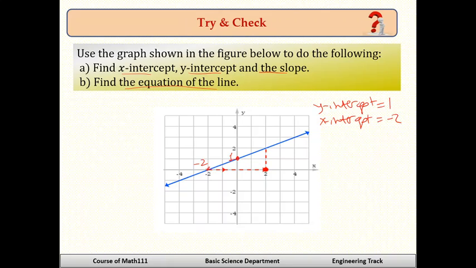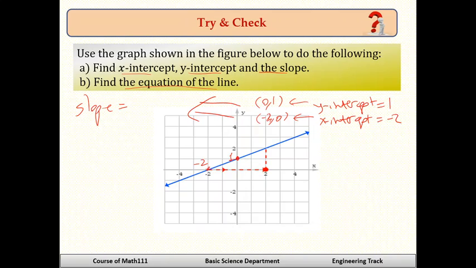Okay, let's take 2 points. You can take these 2 points here, corresponding to the y-intercept and x-intercept. You can say this is 1, 0. No, this is not true. This is 0, 1. Because this is on the y-axis, and this is on the x-axis, it has to be -2, 0. And then by using these 2 points, you can find the slope.